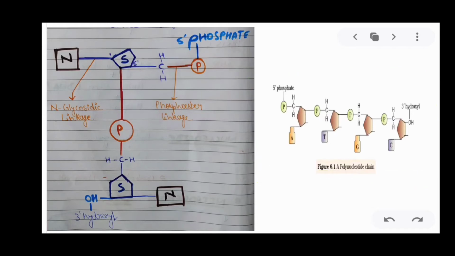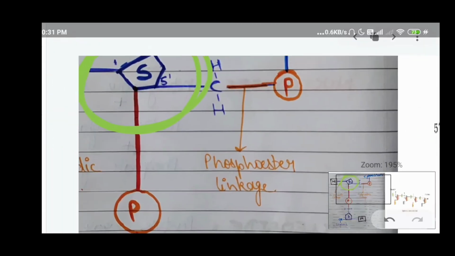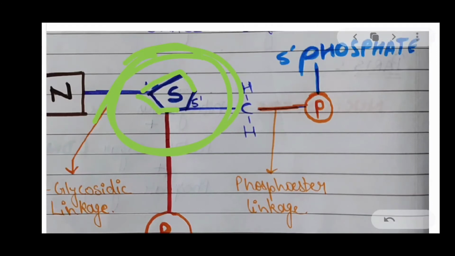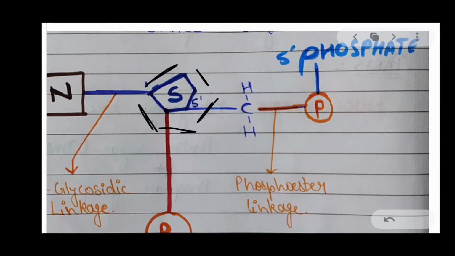First of all, let's remember that this is the main part, the sugar. The pentose sugar is the main part. Why do we call this the pentose sugar? Because it has a ring structure like this, and it contains 5 sides. See, 5 sides: 1, 2, 3, 4, 5. So 5 carbons are there. That is why we call this the pentose sugar.